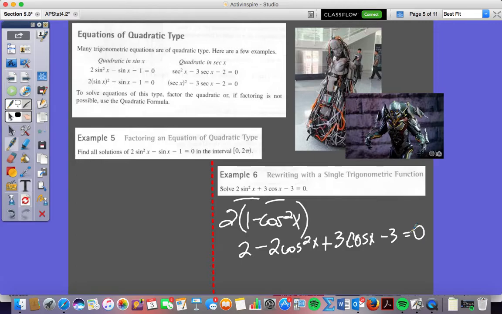Combine like terms. So what would I get? We put it over here. So we get negative 2 cosine squared x plus 3 cosine. And then what's the whole number? Minus 1. Good. Equals 0. Cool. What do I do from here?